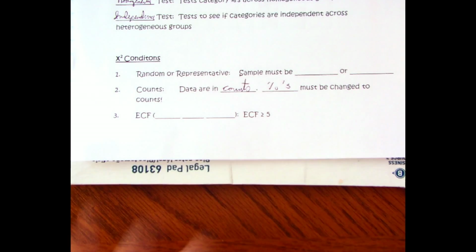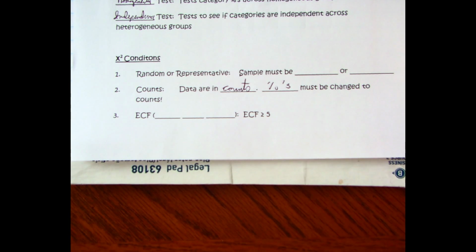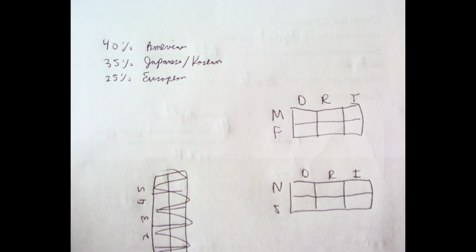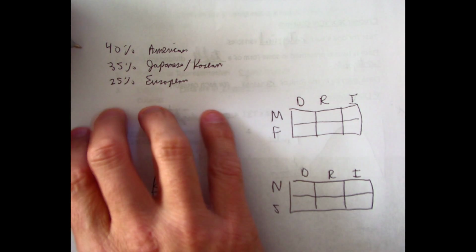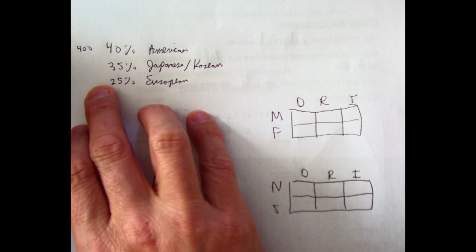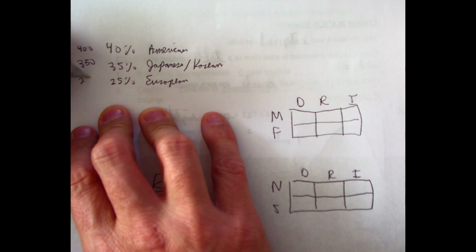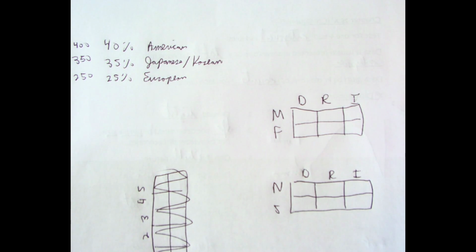Percentages must be changed to counts. Okay, so for instance, if we were given this distribution, and let's say that we looked at 1,000 cars, then we would simply change this to 400 expected American cars, 350 expected Japanese Korean cars, and 250 expected European cars. Okay, so sometimes these things will be given to you in percentages, but you have to change them to counts.